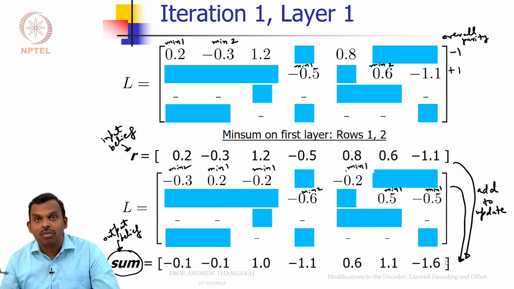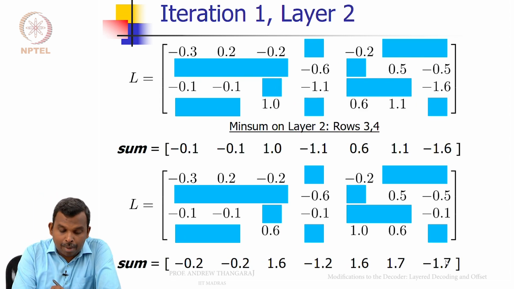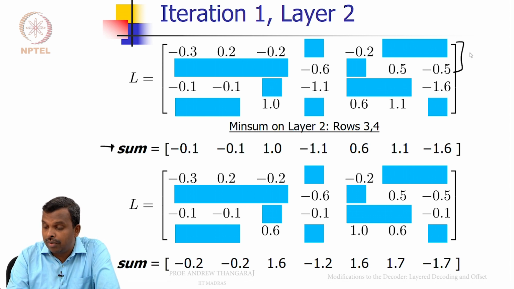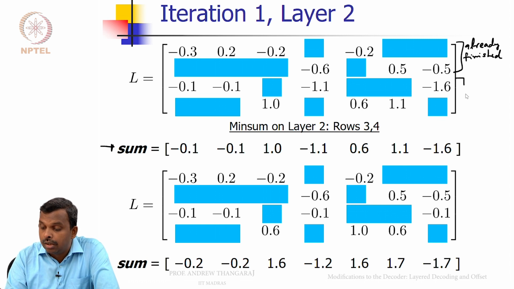What is the next step? We will do iteration 1 in layer 2. What do we do in layer 2? This is your updated belief, and now layer 1 is done. So we will not consider this anymore; it is already done. As far as iteration 1 is concerned, this is already finished, so we will not touch it. Only layer 2 will be in operation here.